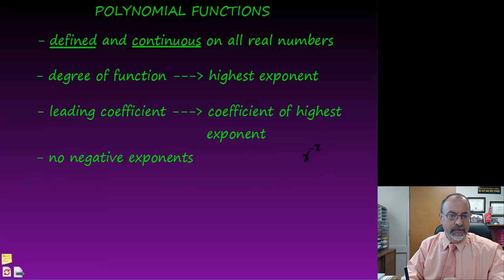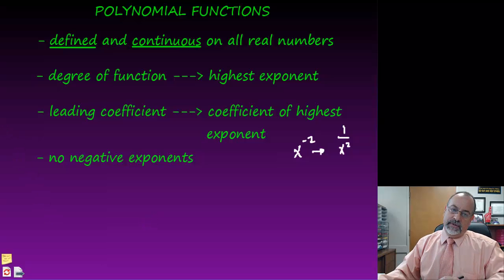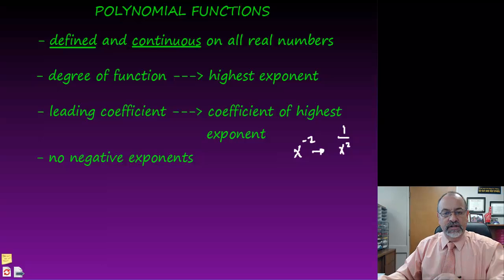Let me rewrite that and get some white here. If I have x to the negative 2, that's a negative exponent. Well, how do I simplify that or use that? I move it to the denominator and it becomes positive, but now what happens? I now have a variable in the denominator, and variables in the denominator create restrictions on the domain.